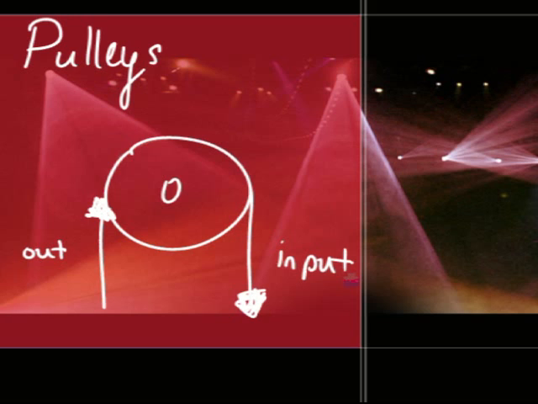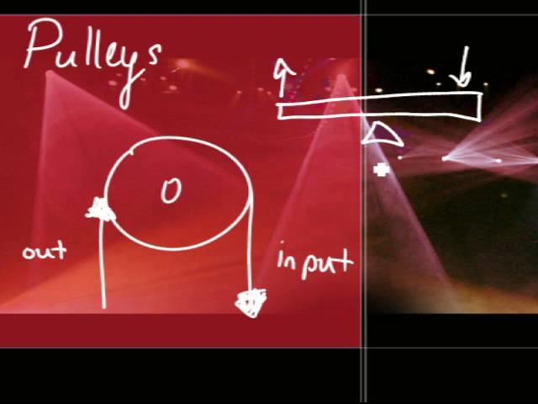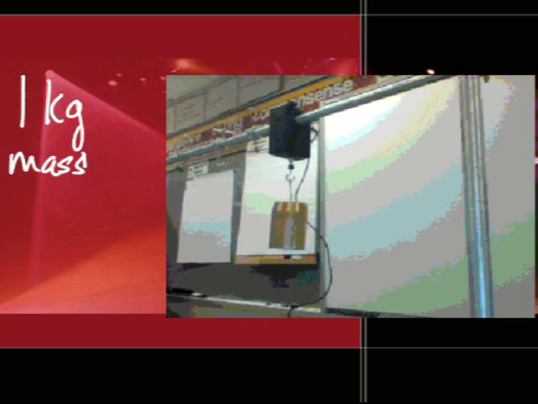Just like if you're looking at a lever, and you had a fulcrum, you'd have an input force and an output force. So the fulcrum of a pulley would be the center, and you'd have the input and output forces, very similar. Let's look at an example.